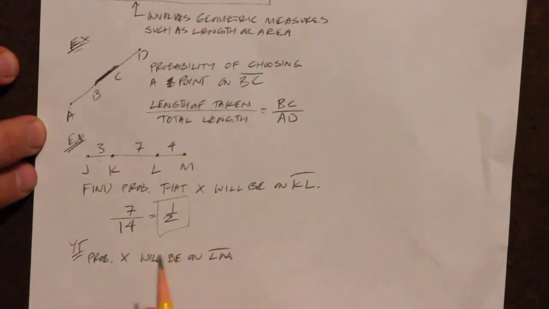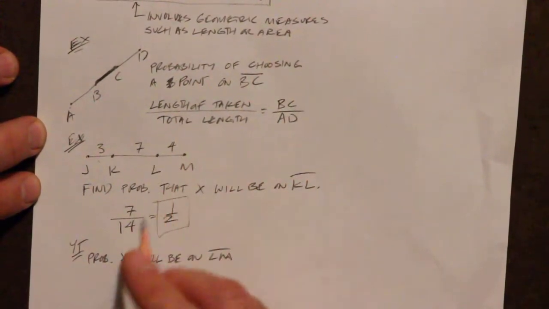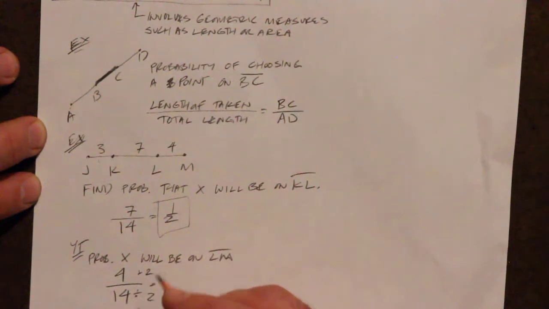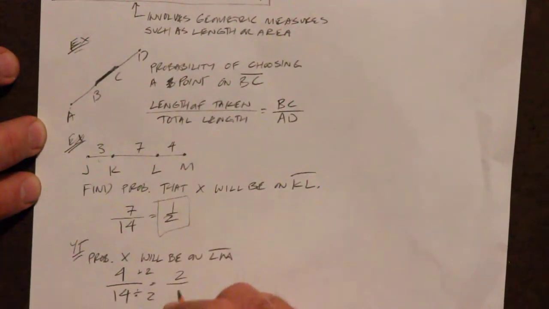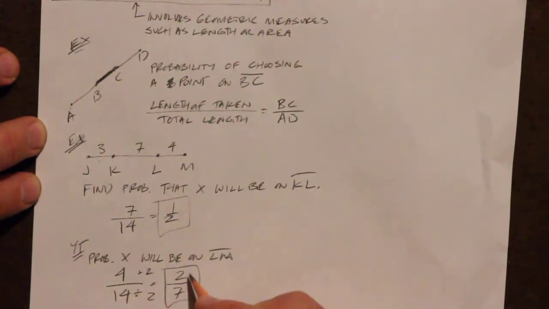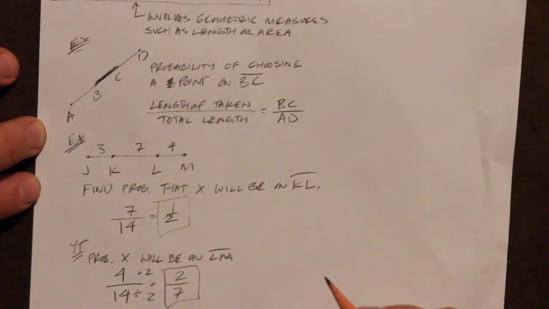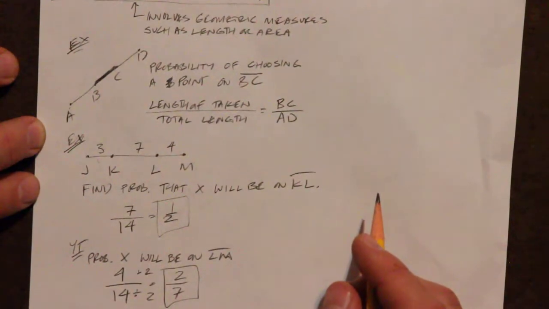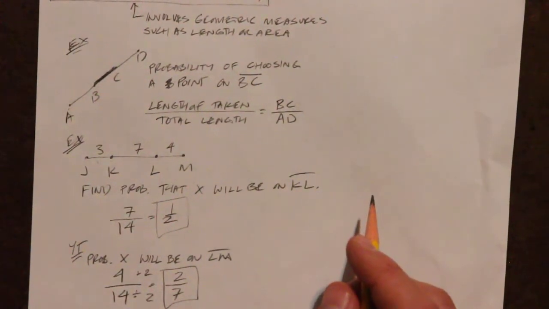Alright, so hopefully what you did was you took LM, which is 4, and you put it over the total, which is 14, and then you reduce that. The common factor between these two is 2. So 4 divided by 2 is 2, and 14 divided by 2 is 7. So 2/7, or a 2 out of 7 chance, is your probability that X will land on LM on this line segment. Alright, so that's line segments.